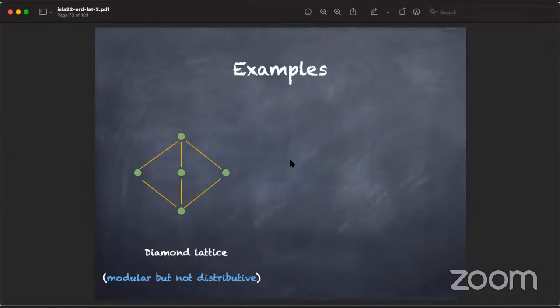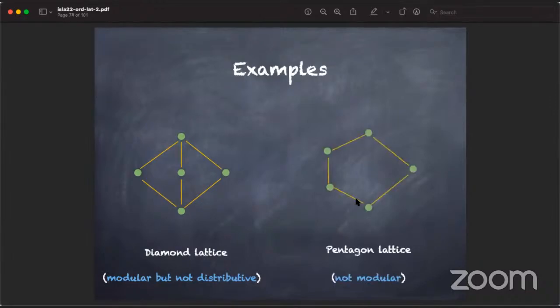So now let's consider another example. Consider the pentagon lattice. Can you show that it is not modular? Once again, consider the middle elements. If you consider this to be P, this to be Q, and this to be R, we have that Q is greater than or equal to P. Now, can you check whether the modularity condition is satisfied?